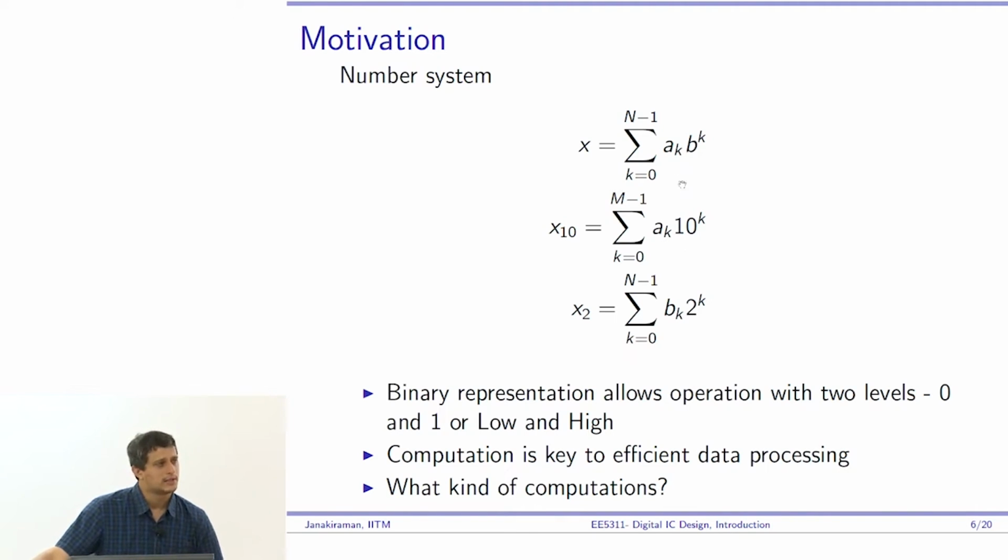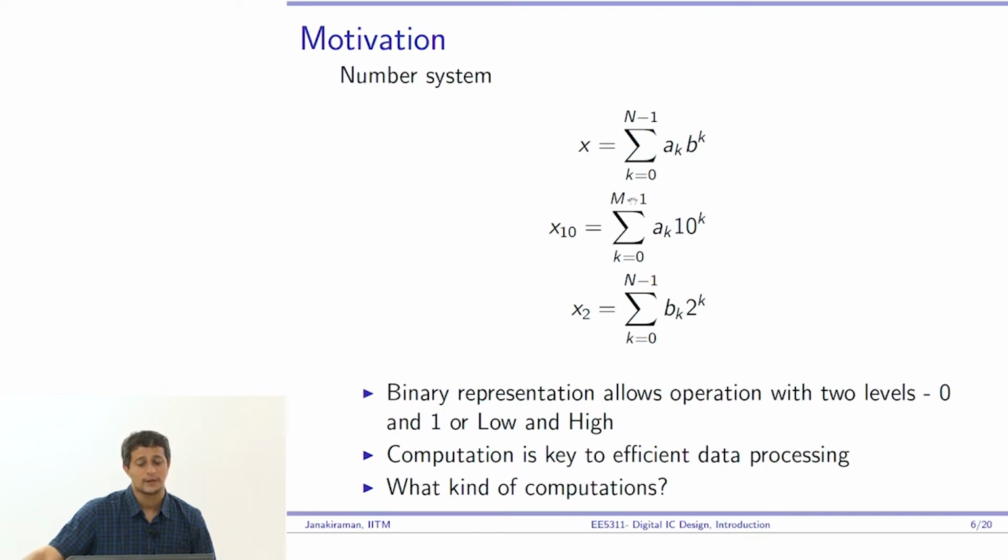Now, there's nothing sacrosanct about 10. You can do this in any arbitrary base b. So what are the values that the numbers a_k can take if you represent it in arbitrary base b? 0 to b minus 1. So nothing special about this. I can take this b all the way down to 2, and that gives us the binary number system, where I can represent x_2, which is basically the same number x in binary number system, as summation b_k 2 power k.